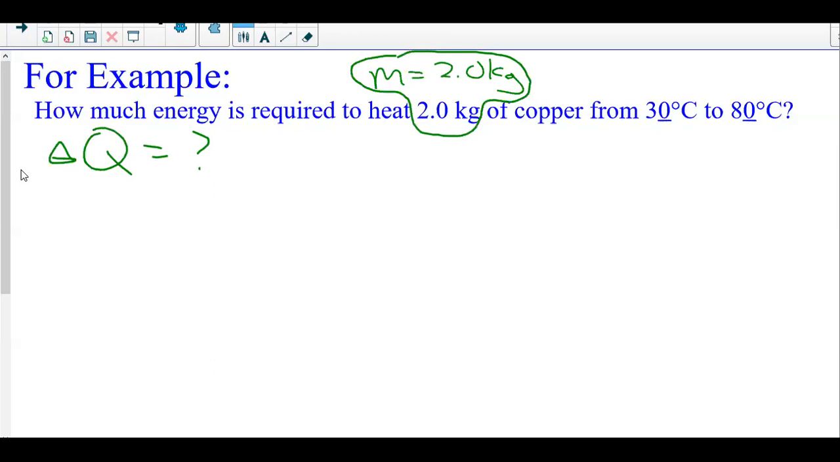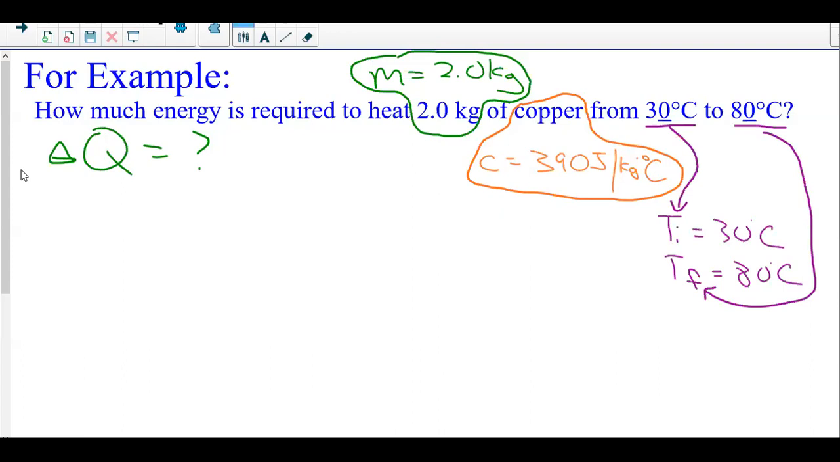Try to highlight what's given to you in the question. So I see I was given 2 kilograms. So right away, I'll identify that as mass. So mass of 2 kilograms. Copper, according to the chart, so you have to flip back to your notes and see that the specific heat capacity of copper is 390 joules per kilogram degrees Celsius.